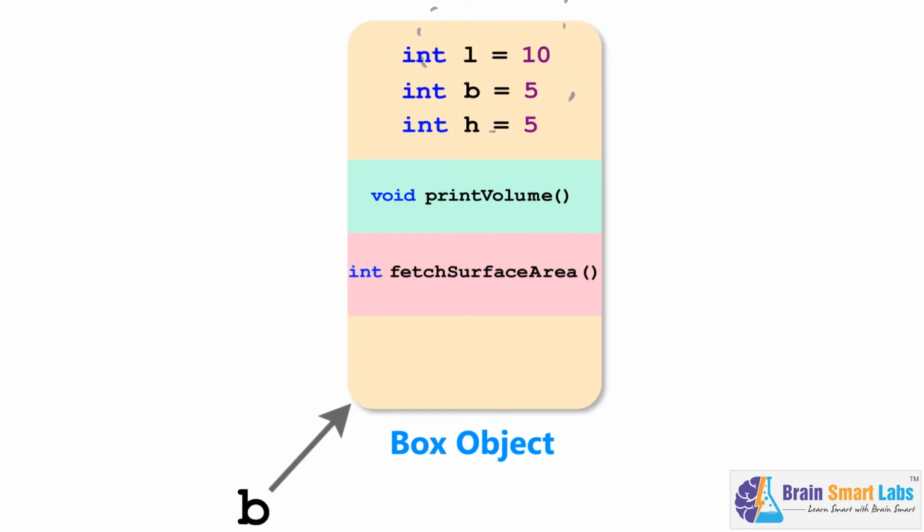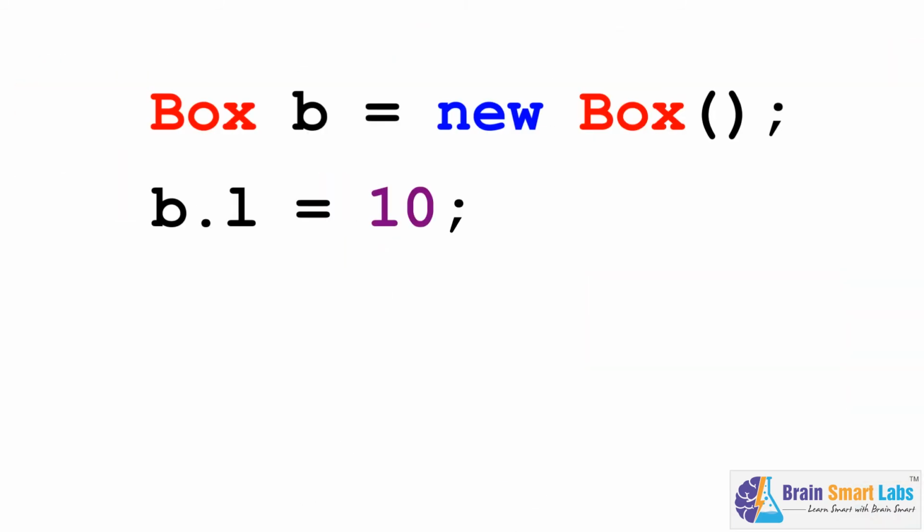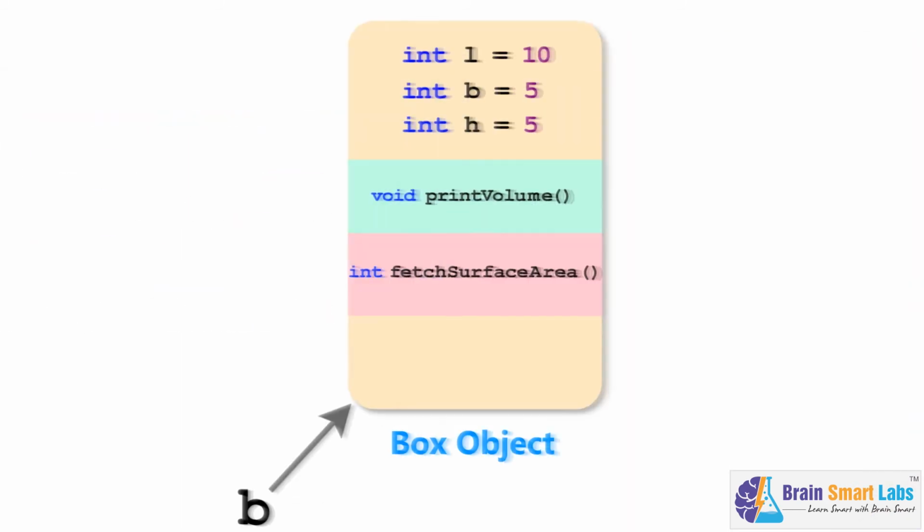And boom, the variable by name L will get instantly altered to numerical value 10 after the above statement gets executed. Likewise, if I want to change the breadth of the box to 20 units, I just need to say b.b equal to 20. And boom, the variable b inside the object will get updated to numerical value 20, erasing the old value which was present inside.